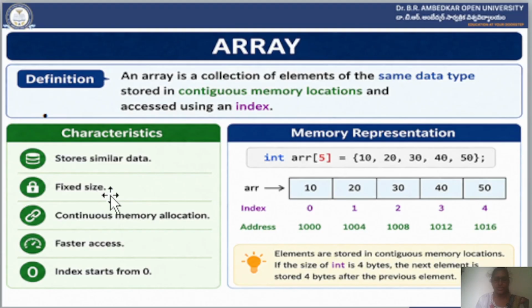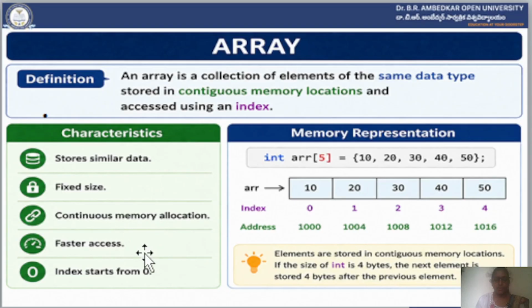Coming to the second characteristic, fixed size. Fixed size is nothing but, once we declare the array, for example int mark[5], the size of the array is 5. We cannot store 7 values, 8 values like that. Once we declare the size, it takes only that particular size. The size of the array is always fixed. Coming to the third one, contiguous memory allocation. Each and every value is stored continuously in memory, side by side. So this is the third characteristic.